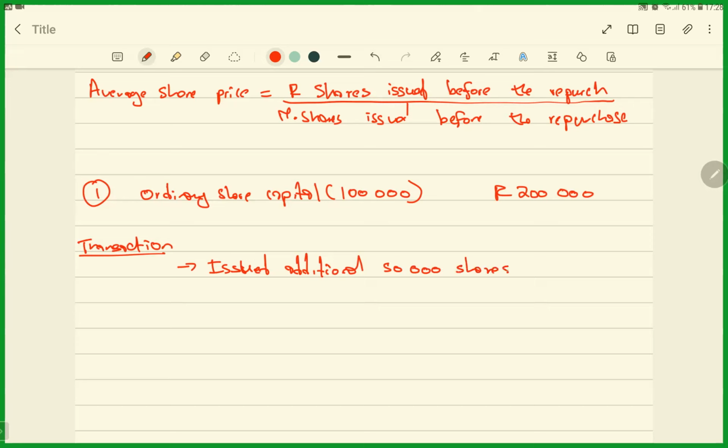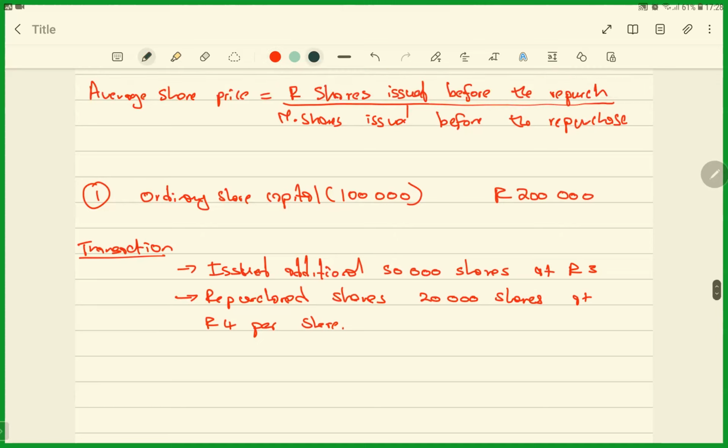at a share price of, we can say, 3 rand per share. Okay, then secondly, we are told they repurchased shares, let's say 20,000 shares at 400 per share. Okay, then now we are being required to calculate the average share price.